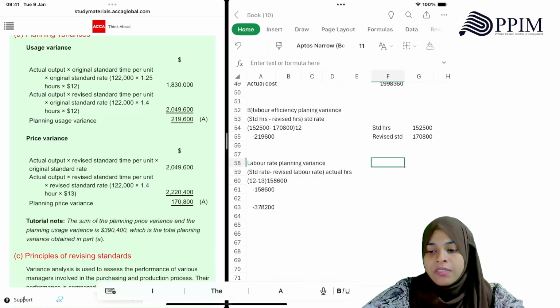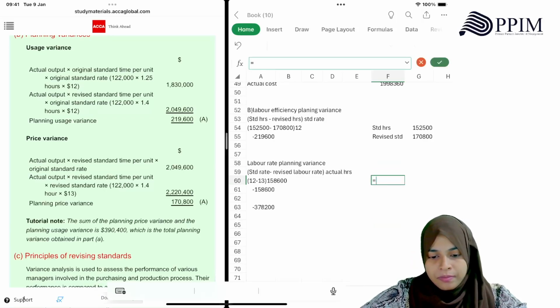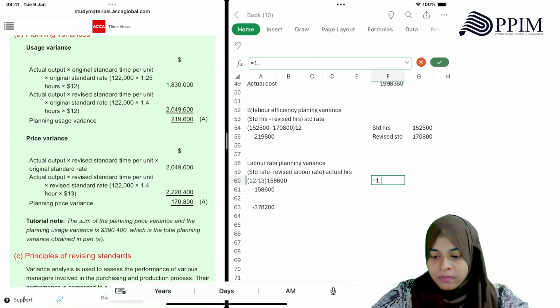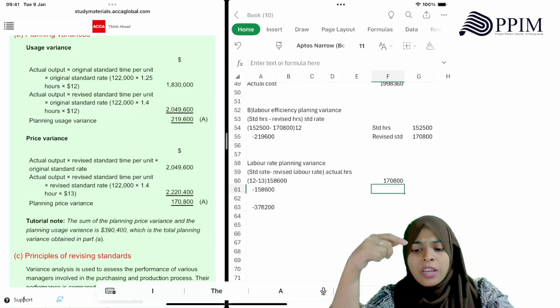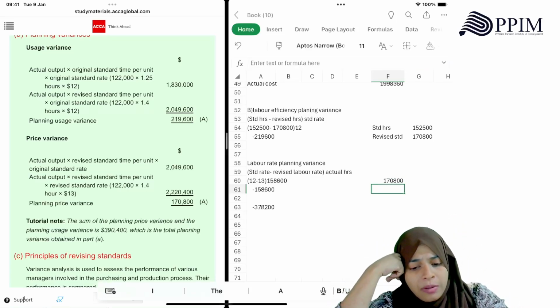They have taken the revised hours, which I don't understand. Why have they used the reverse? They have used 170,800 hours, the sum of the planning and the total.